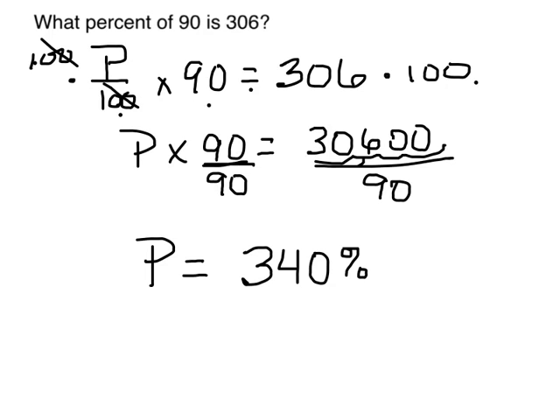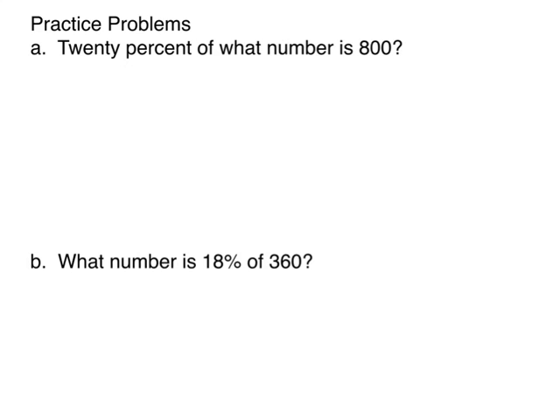So 340, and that shouldn't say percent there. Actually, it should just be left alone. 340 is... I'm sorry. 306 is 340% of 90. That's how we would say it. Alright, let's do our practice problem.